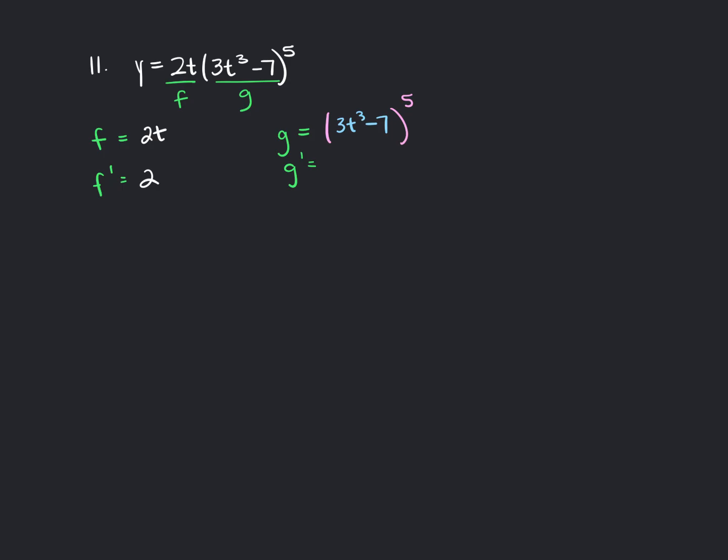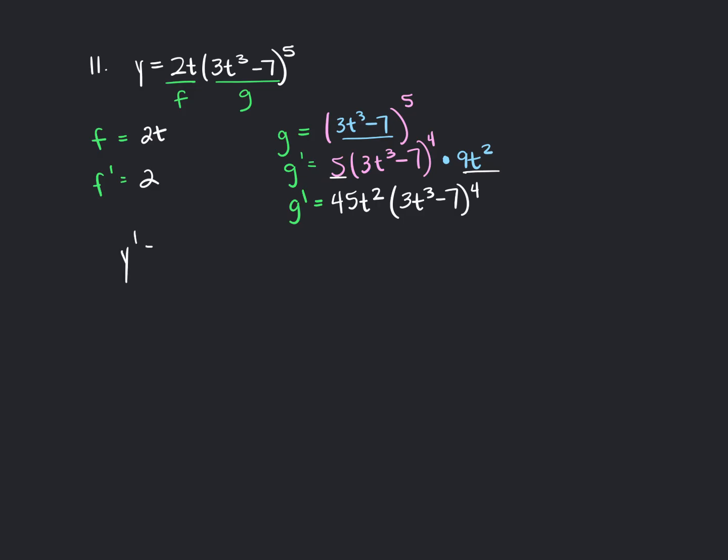So the derivative of the outside is 5 times something to the 4th, okay? And then we multiply that by the derivative of the inside, which is going to give us a 9t squared. So when I clean up my g prime, I get, let's see, 5 times 9t squared is 45t squared times (3t cubed minus 7) to the power of 4. Not done, because the whole reason of doing this was to use that product rule.